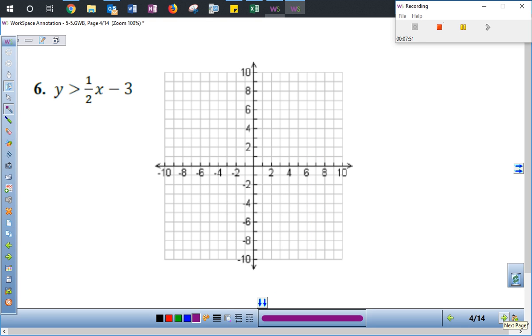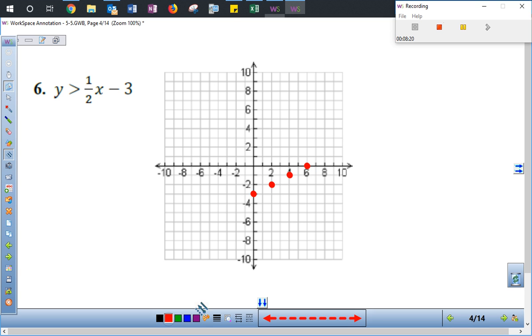On number 6, we have y is greater than 1/2 x minus 3. So let's start with the y-intercept of negative 3. So if my pin's on the origin, to start on my y-axis at negative 3, I'm going to go down 3 and put a point. And my slope is 1/2, so that's rise over run. I'm going to go up 1 to the right 2. So up 1 to the right 2, and repeat.